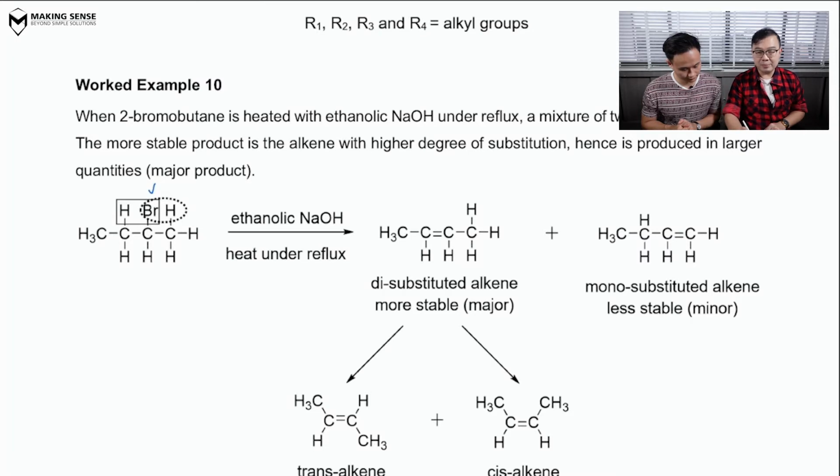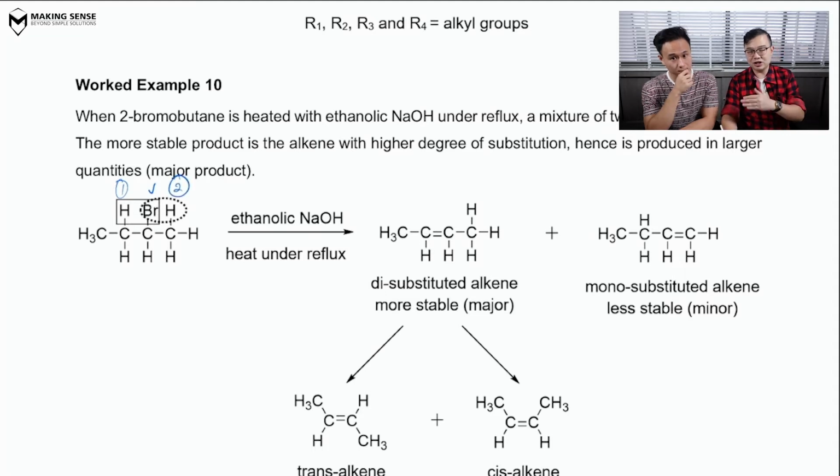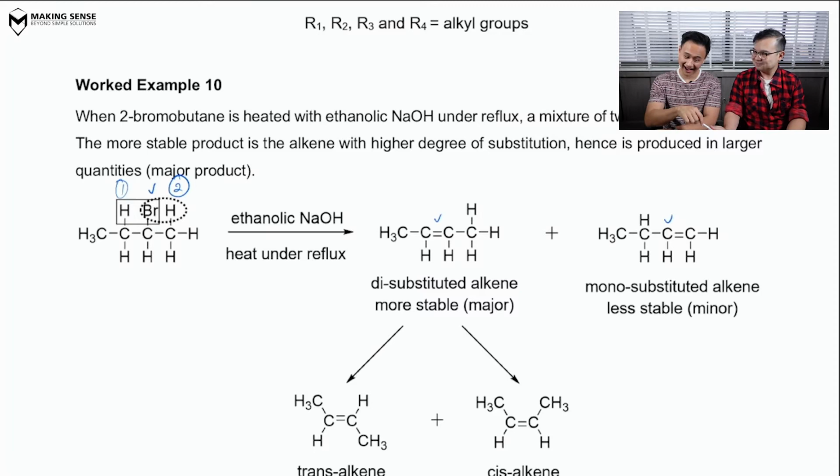Now, let's take a look at example 10 below. So the Br, remember, always has to be eliminated with an adjacent H. So for this particular halogenoalkane, there are two options. You can either eliminate together with the left H, or it can be eliminated with the right H. That will end up with two different products. So Mr. Tim, do you think that these two products, these two alkenes that you get, will be present in equal amounts? Unlikely, right? Unlikely.